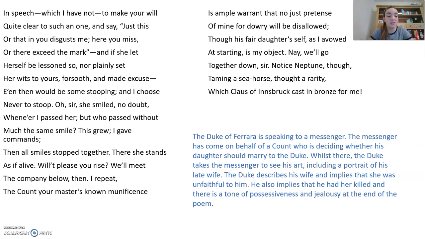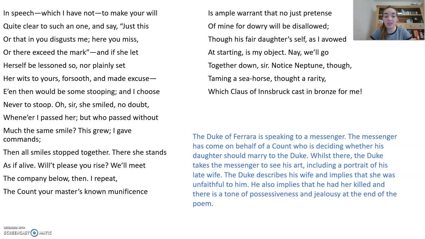There she stands as if alive. Will it please you rise? We'll meet the company below then. I repeat, the Count your master's known munificence is ample warrant that no just pretence of mine for dowry will be disallowed, though his fair daughter's self, as I avowed, is my object. Nay, we'll go together down, sir. Notice Neptune, though, taming a sea-horse, thought a rarity, which Claus of Innsbruck cast in bronze for me.